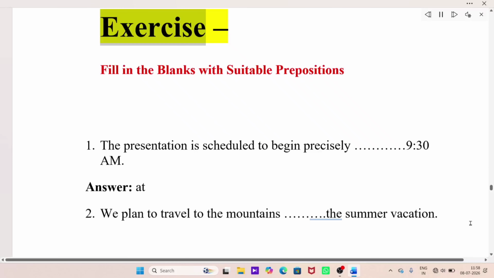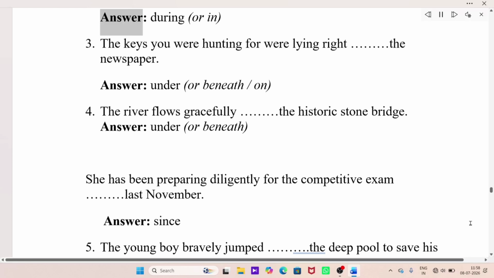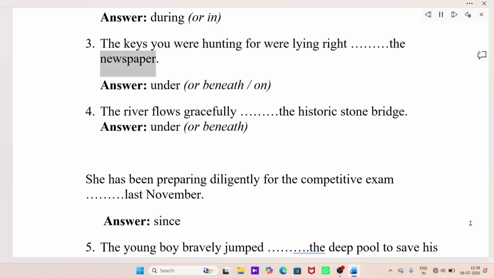Exercise. Fill in the blanks with suitable prepositions. The presentation is scheduled to begin precisely ___ 9:30 a.m. Answer: at. We plan to travel to the mountains ___ the summer vacation. Answer: during, or in. The keys you were hunting for were lying right ___ the newspaper.